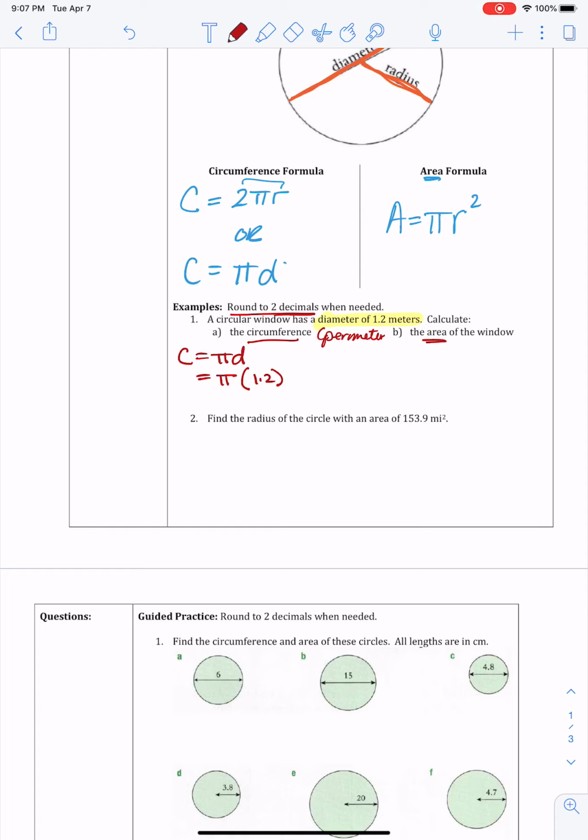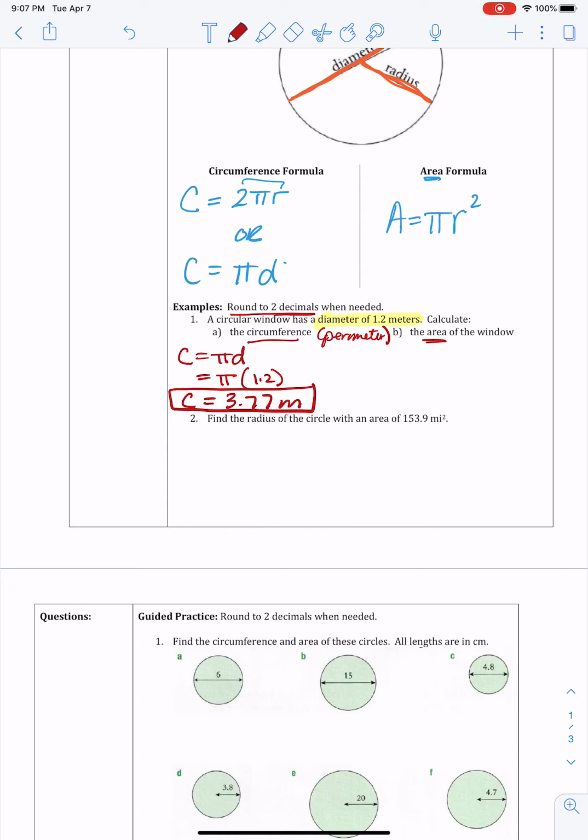Don't do 3.14. It changes the number in decimal places sometimes. So we get that our circumference is 3.77 meters. Again, circumference is in single units, not plural units.